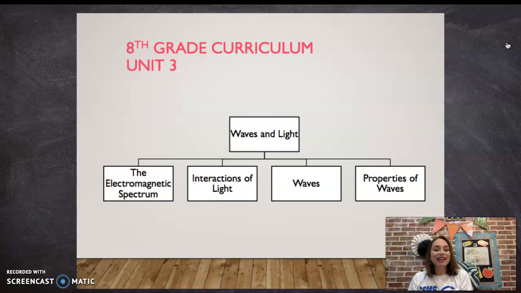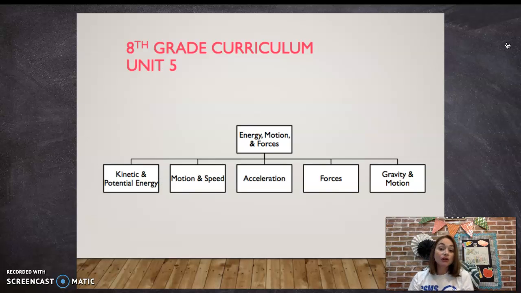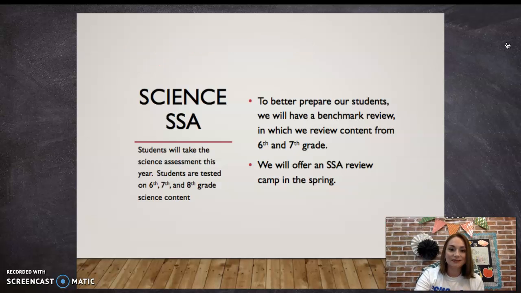Okay, Unit 3, students learn about waves and light. They learn about the electromagnetic spectrum. They learn about properties of waves. In Unit 4, we're going to learn about different types of energy, and then there is a focus on thermal energy, convection, conduction, radiation, temperature. Unit 5 is a lot of fun. It's force and motion, kinetic energy, potential energy, gravity, contact forces, non-contact forces, things like that.